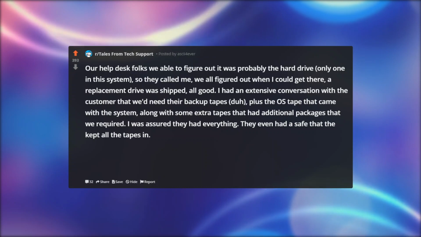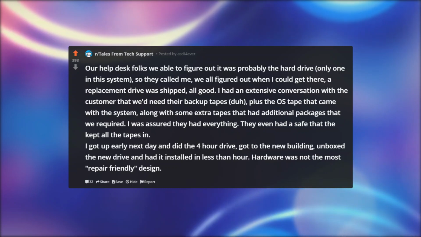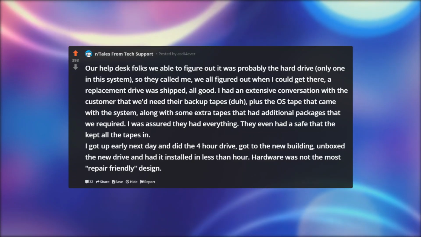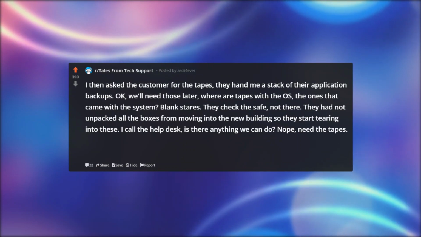They even had a safe that they kept all the tapes in. I got up early next day and did the 4-hour drive, got to the new building, unboxed the new drive, and had it installed in less than an hour. Hardware was not the most repair-friendly design. I then asked the customer for the tapes, they hand me a stack of their application backups.